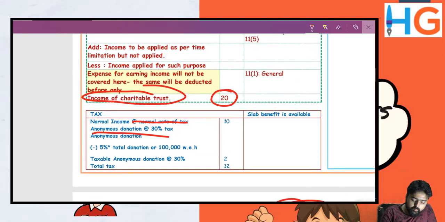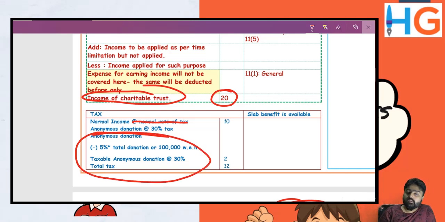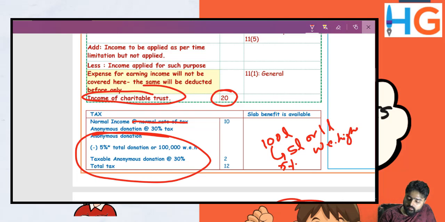Now, the Income Tax Act provides certain relief for anonymous donations. It provides that 5% of total donation or 1 lakh, whichever is higher, will be allowed to be taxed at normal rates. So if total donations are, for example, 100 lakhs, the Act says 5% of 100 lakh, or 1 lakh, whichever is higher, will be considered as your exemption.